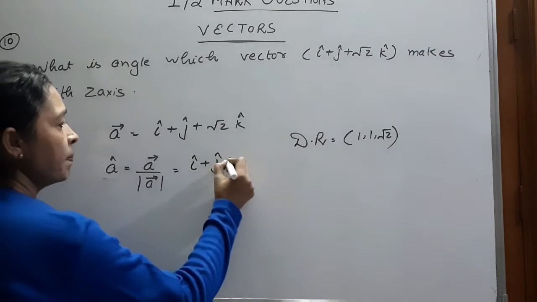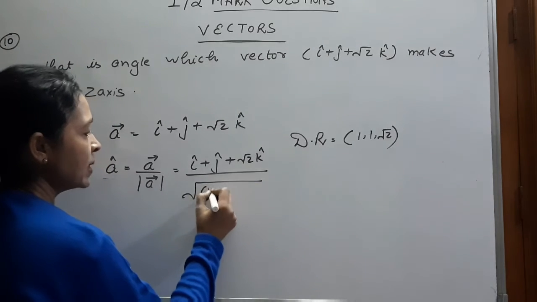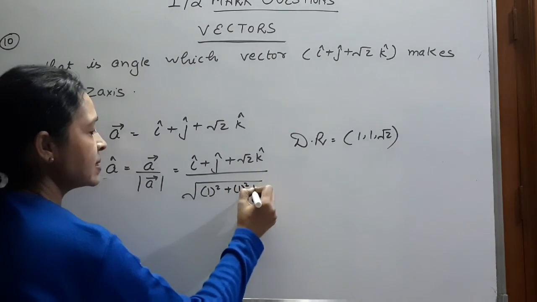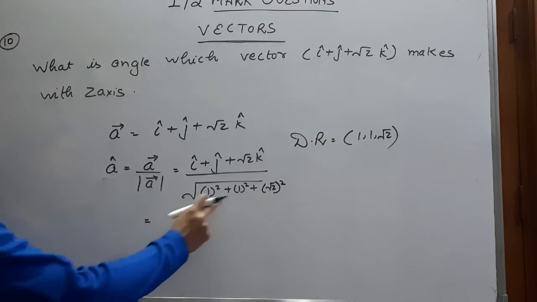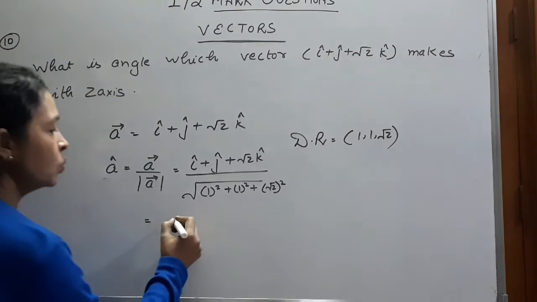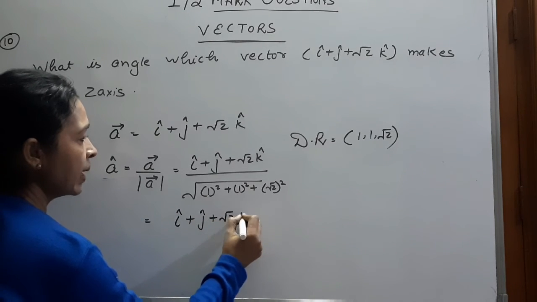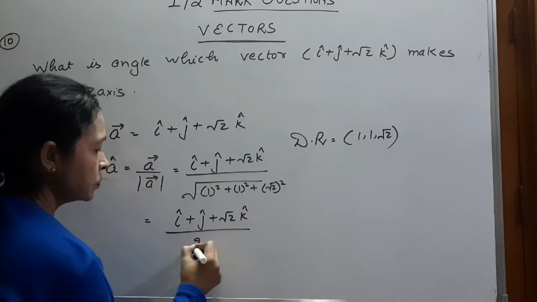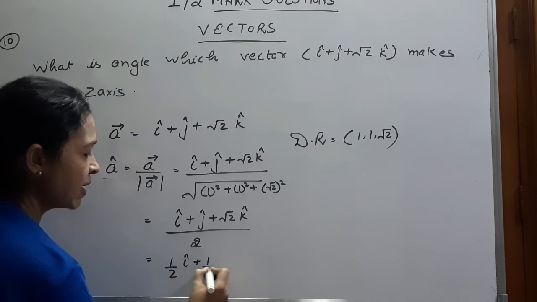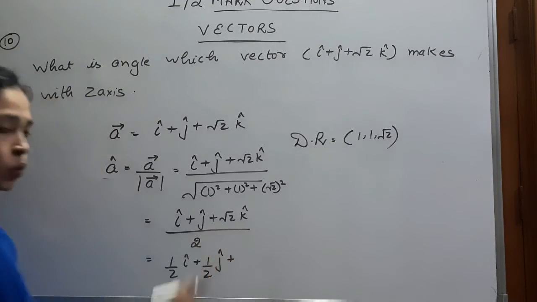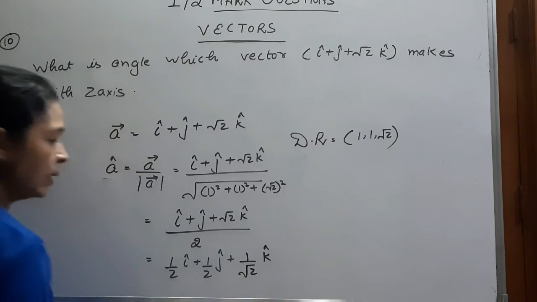This is i cap plus j cap plus root 2 k cap upon under root 1 square plus 1 square plus root 2 whole square. That is 1 plus 1 plus 2. Root 4 is 2. We have i cap plus j cap plus root 2 k cap upon 2. This can be written as 1 by 2 i cap plus 1 by 2 j cap plus root 2 upon 2, that is 1 by root 2, k cap.